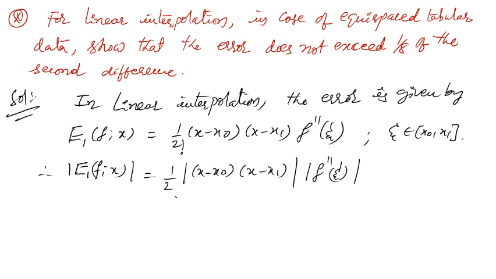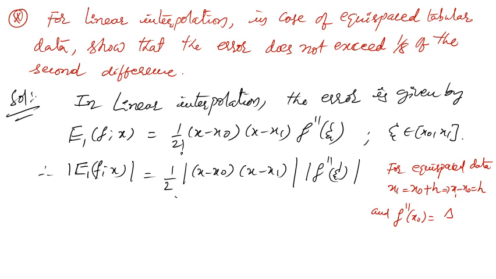and for equispaced data, what is x1? x1 equal to x naught plus h. That implies x1 minus x naught equal to h, right? And what is f double dash xi? The second derivative f double dash of x naught is nothing but delta square f naught by factorial 2 into h square, right?